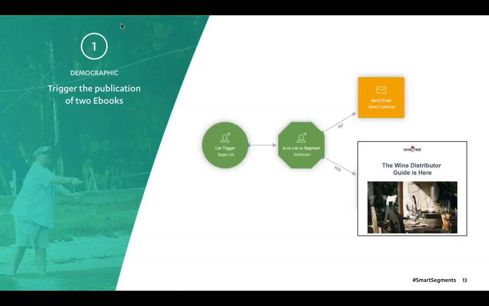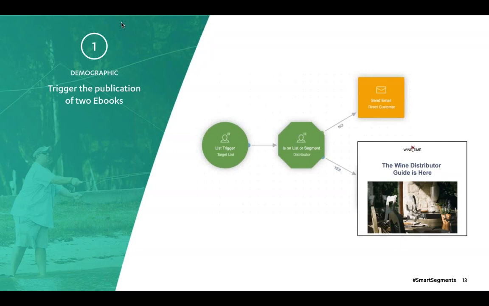So the first is tapping into that demographic data that we talked about earlier. So we're going to show you the most simplistic example here, which is using smart segments to just simply split people based on, in our database today, whether or not when we imported our contacts, we labeled them as a sort of direct buyer or distributor.